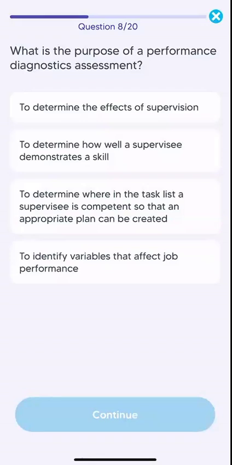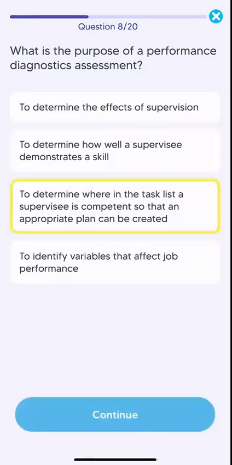What is the purpose of a performance diagnostic assessment? To determine the effectiveness of supervision, to determine how well a supervisee demonstrates a skill, to determine where in the task list a supervisee is competent so that an appropriate plan can be created, to identify variables that affect job performance. What about diagnostic assessment? To determine where in the task list. Okay.